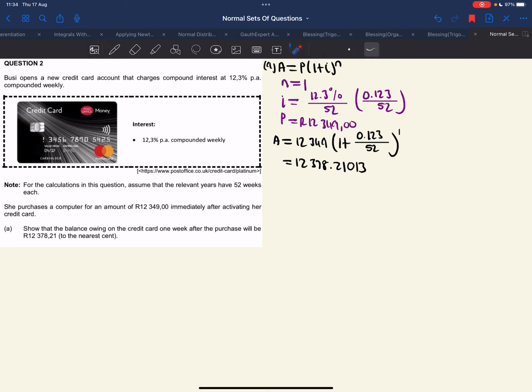12,378.21013. And in the question it is stated that we need to round off to the nearest cent, right? To the nearest cent, our answer is basically going to be 12,378 rand 21 cents, which is actually the answer that they're looking for here, the same as that one. Okay, that's how you could have done that question.